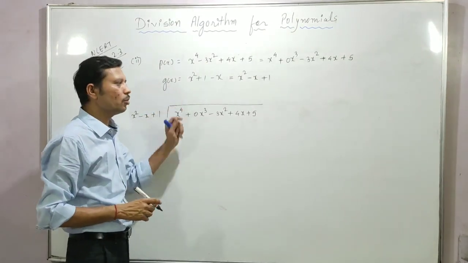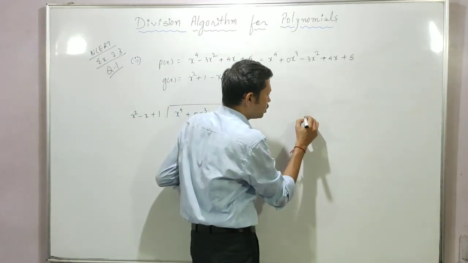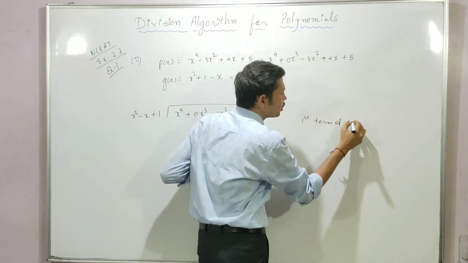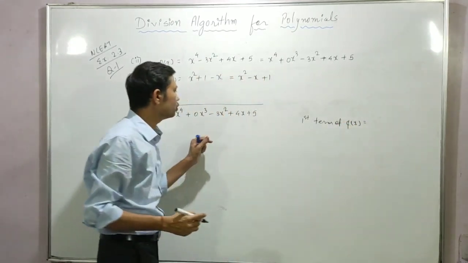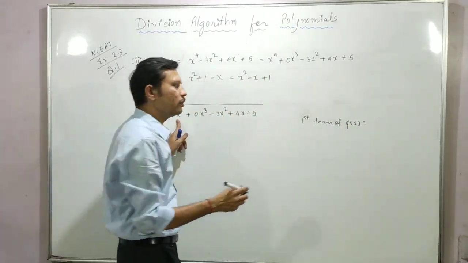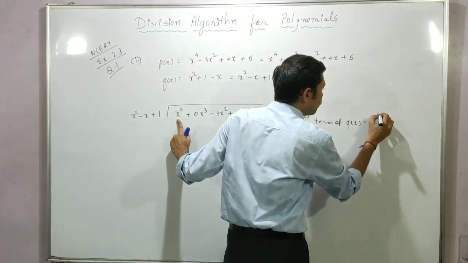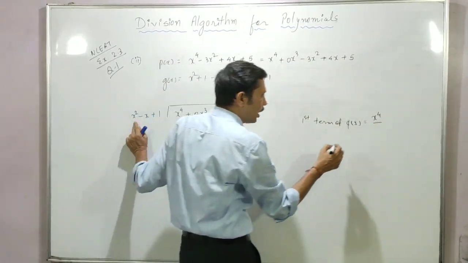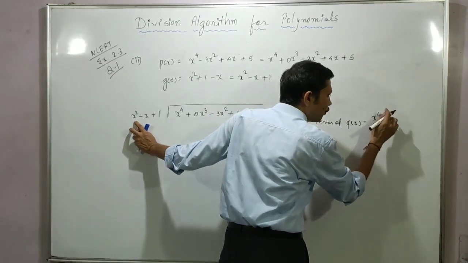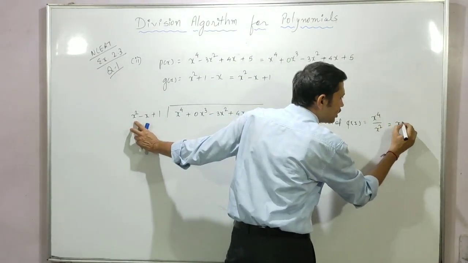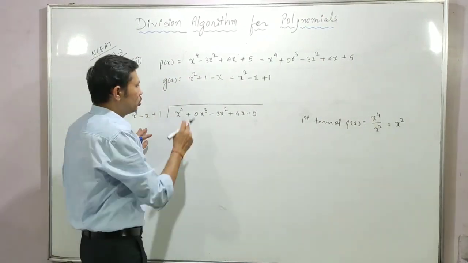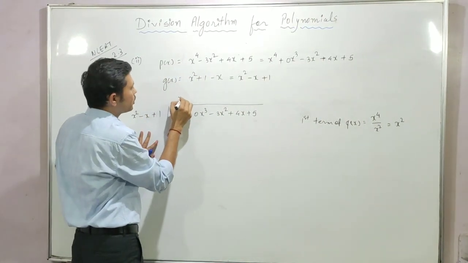Now to get the first term of the quotient, q of x, what we have to do? The first term of the dividend, that is x to the power 4, should be divided by the first term of the divisor, that is x square. So from the 4, the 2 power is subtracted, so what is left? 2 power. Okay, and the quotient is x square.